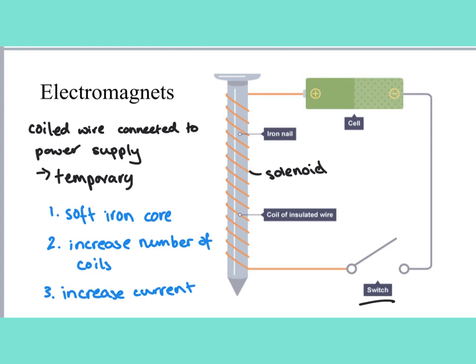So in your notes, please make sure that you have a diagram of a simple electromagnet such as this one, and write down the features of an electromagnet, so that it's a coiled wire connected to a power supply, it's a temporary magnet so it can be switched on and off, and can you write down the 3 ways to increase the strength of an electromagnet.